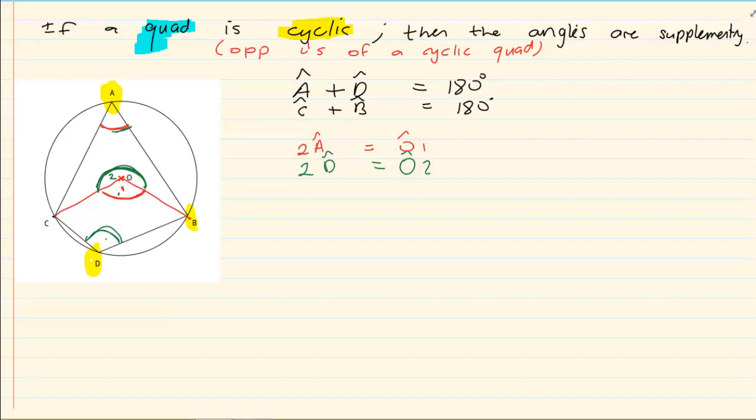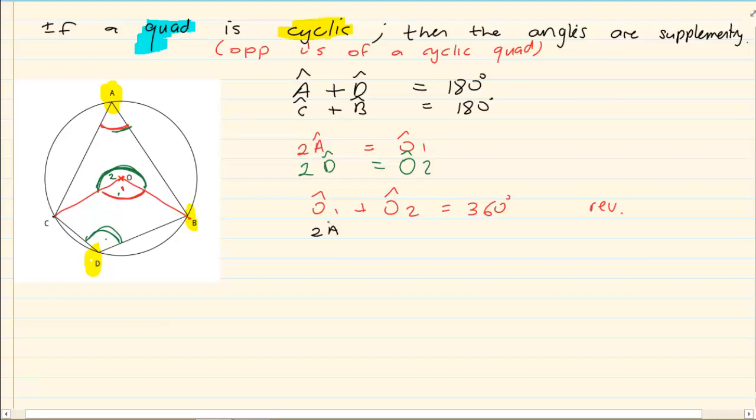Now, if you look, O1 and O2 is equal to 360 degrees. Why? Because it's a revolution. So 2A plus 2D is equal to 360 degrees. It's like simultaneous equations. 2A is equal to O1, so I'm taking out O1 and I'm putting in 2A. 2D is equal to O2, I'm taking out O2, I'm putting in 2D. Then we're factorizing. I took out a common 2, and I'm left with A plus D.